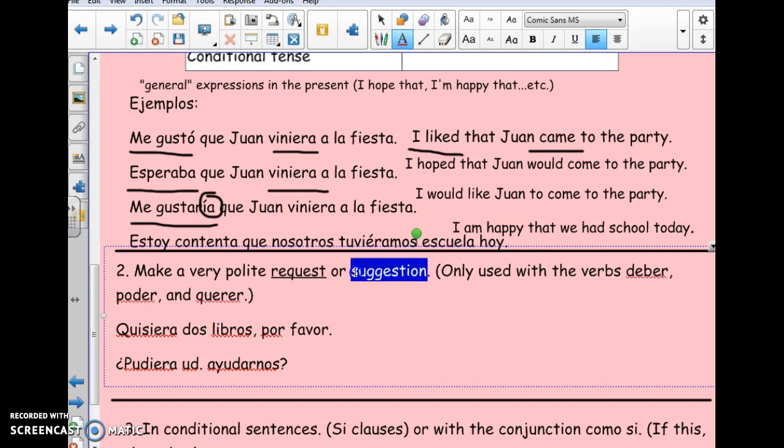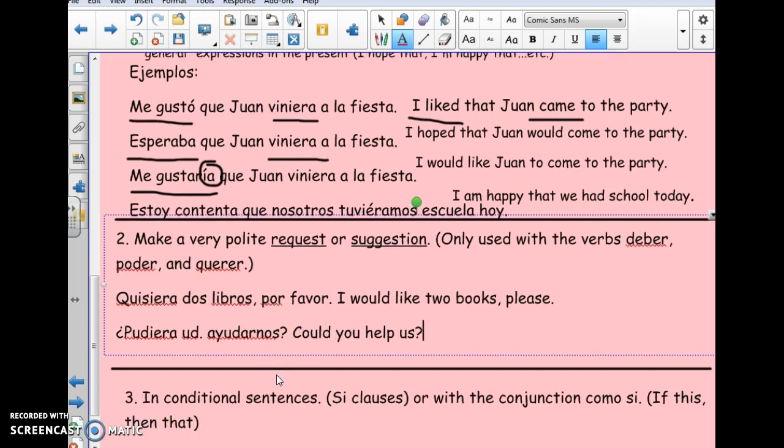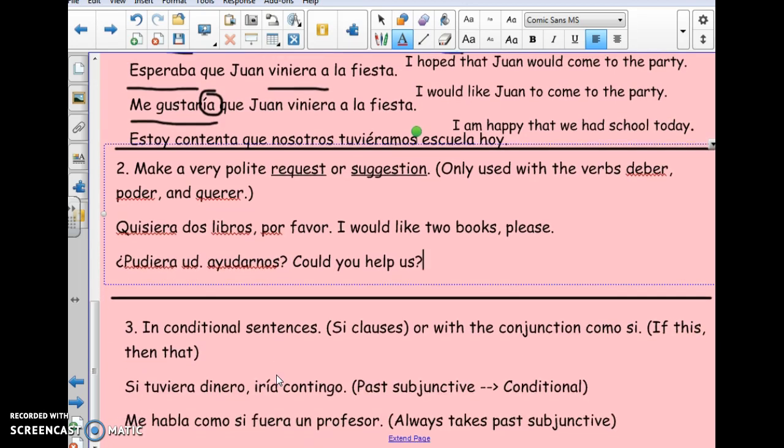And that is only going to be used with the verbs deber, poder, and querer. So for example, this one says, I would like 2 books, please. Meaning, I guess, you're not sure that you're going to get the books, but you're politely saying, I would like them. And then, could you help us? So again, you're only going to see that not very often, just with verbs like deber, poder, and querer.